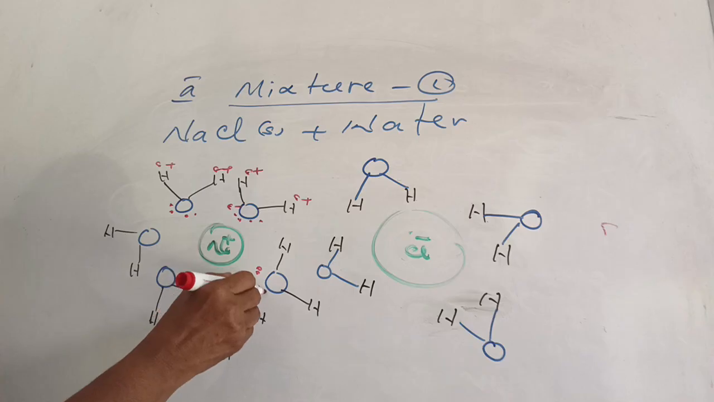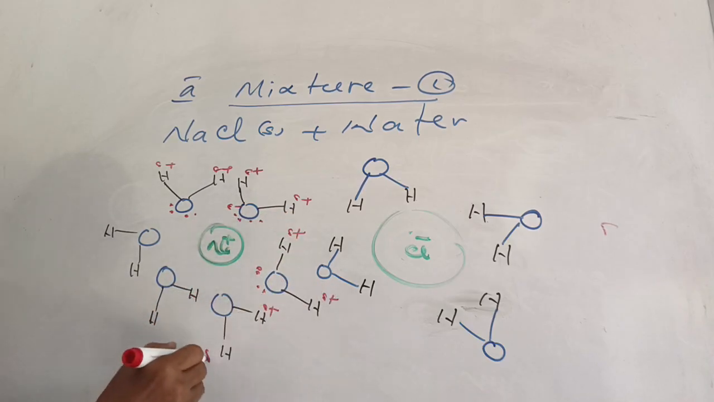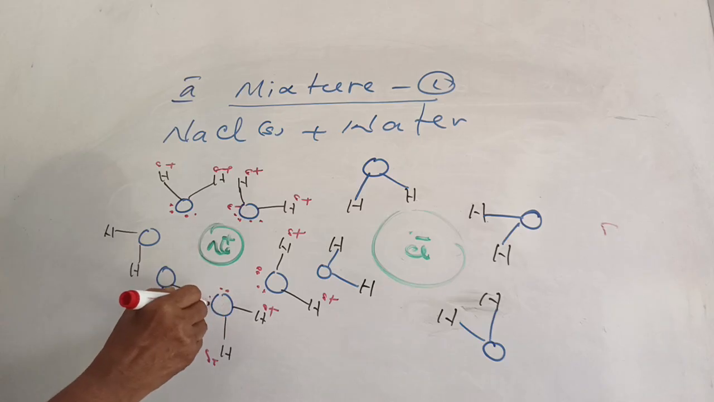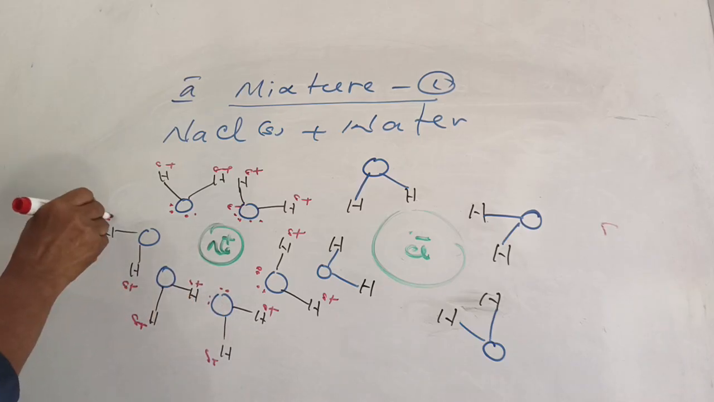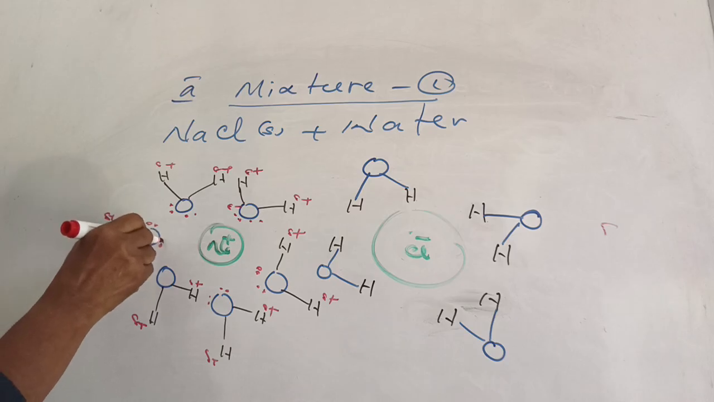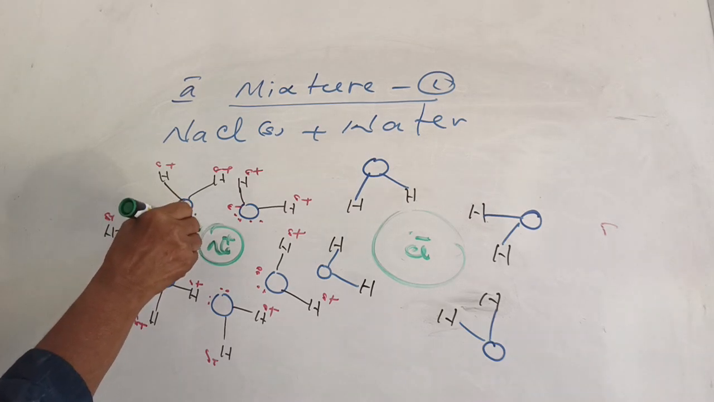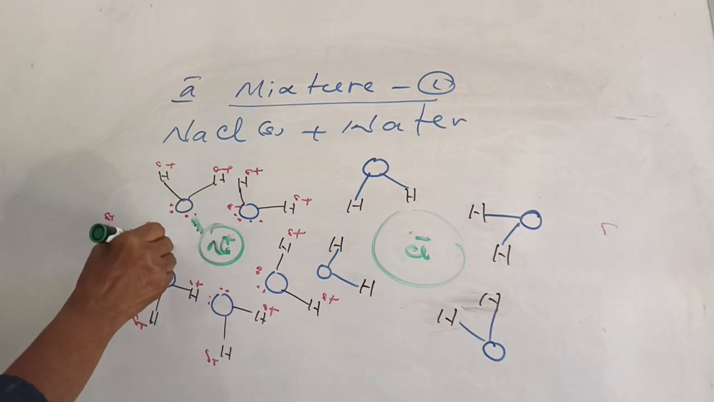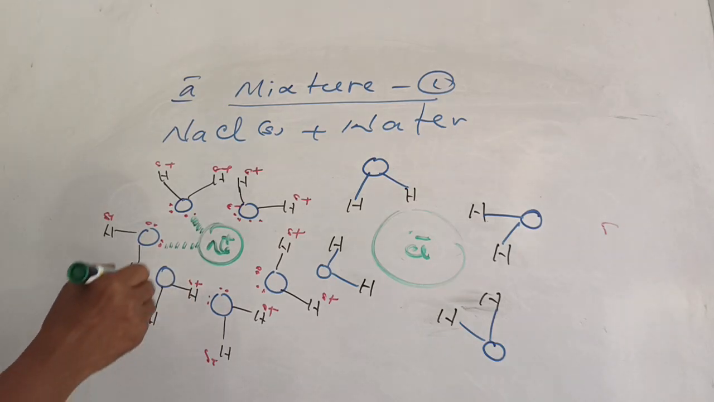So there are two lone pairs. At the same time, the charge separation occurs because of that electronegativity difference. You can see this charge separation in water molecules that arises due to this electronegativity difference. Apart from that, there would be the attraction of these negative electrons with this slightly positive sodium. This we call ion dipole interactions.